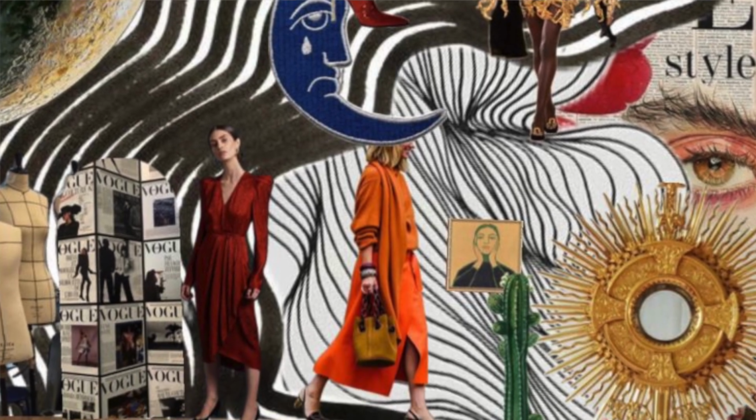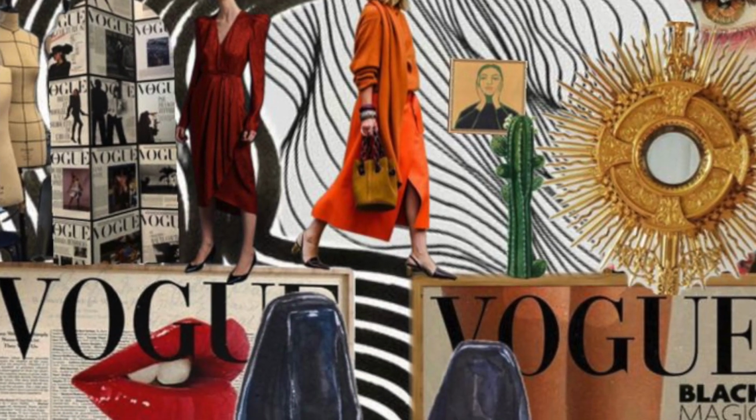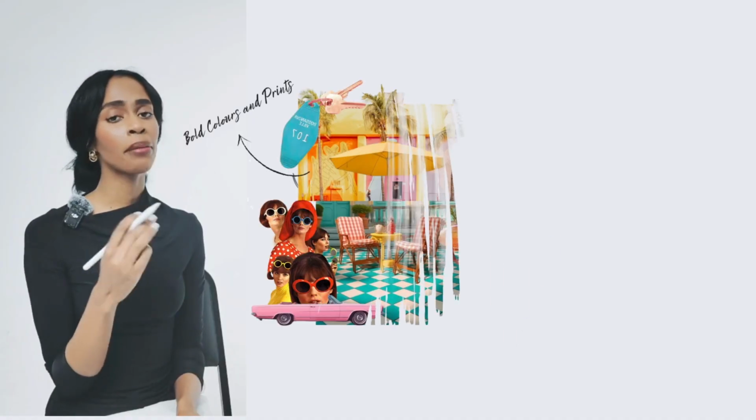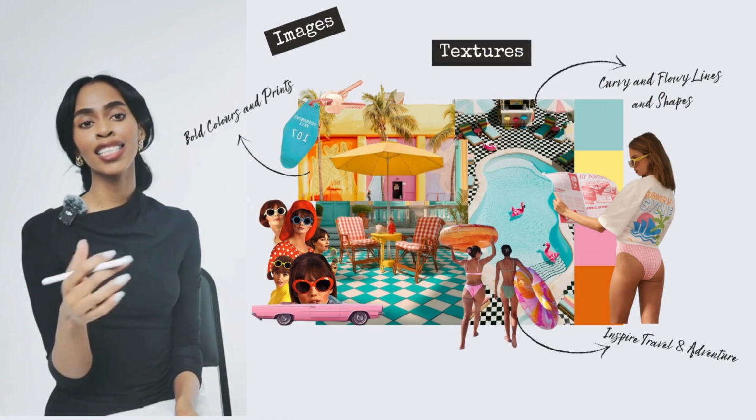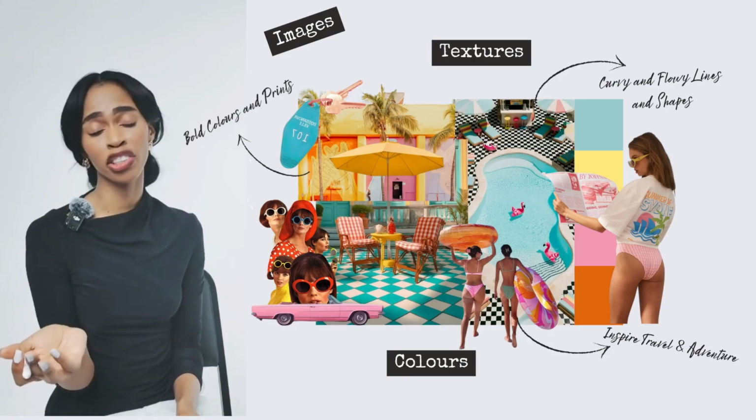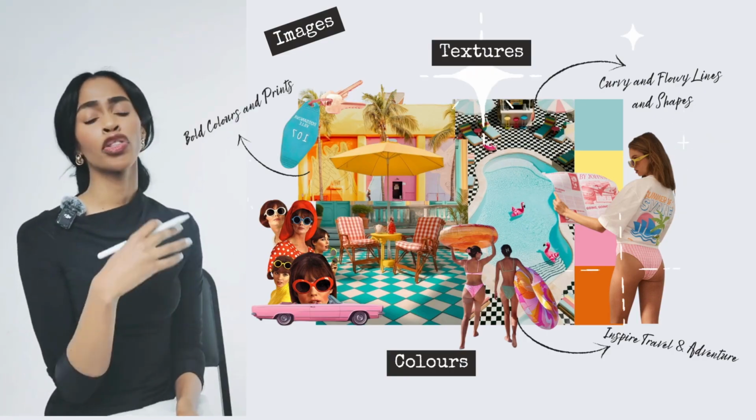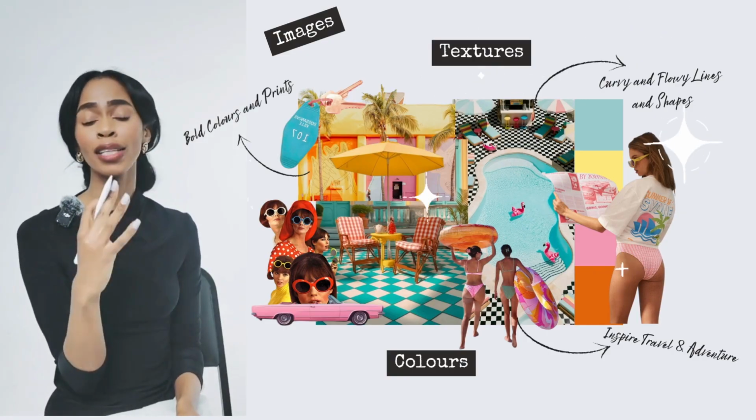So first, what is a mood board? A mood board is a collage that communicates the vibe, tone, and direction of your collection. It can include images, textures, colors, and quotes, anything that inspires you actually. Think of it as your collection's mood in one single frame.